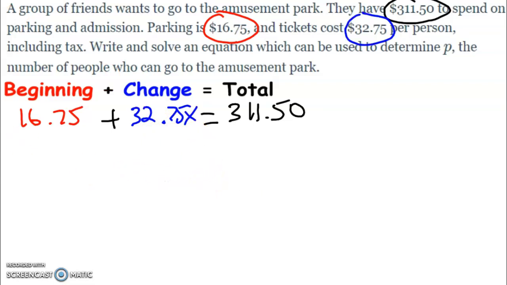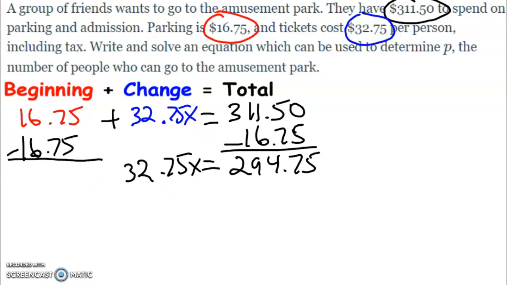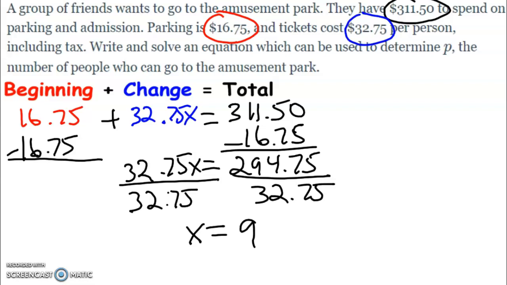So then once I have that, I just solve the equation. I subtract on both sides. Then I divide by 32.75, and I get 9. Alright, so now I'm going to show you a couple problems where you can pause the video and then take a look at the answer.